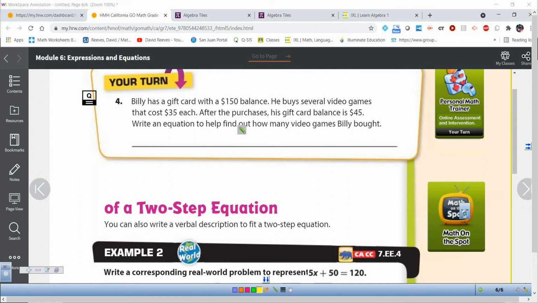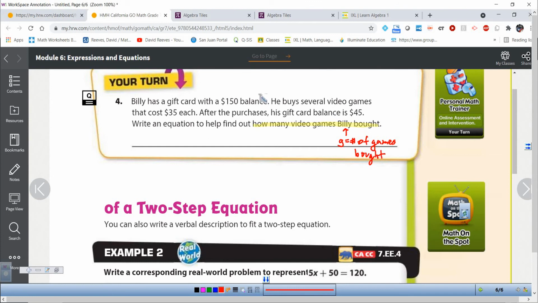So do you see right there what we're trying to find out? Find out how many video games Billy bought. That's going to be our variable. So how many games he bought, I'm going to let that be G. So G is the number of games bought, okay?